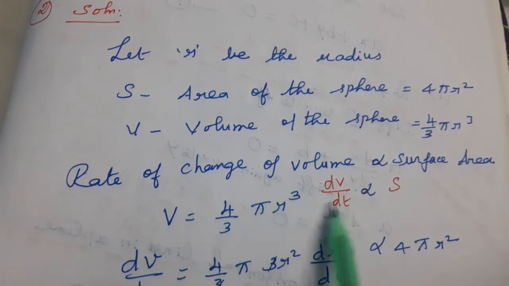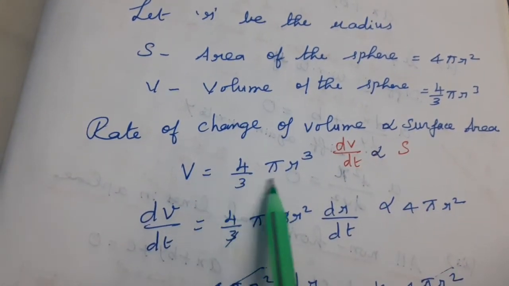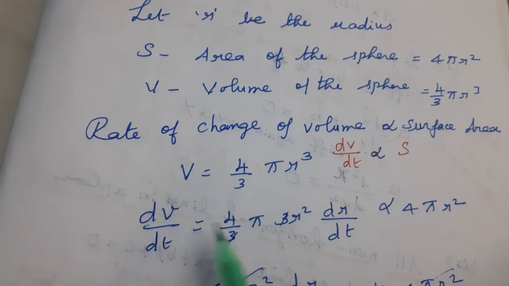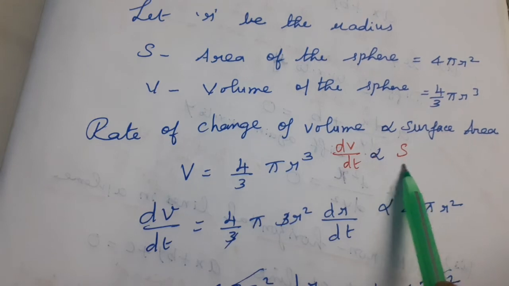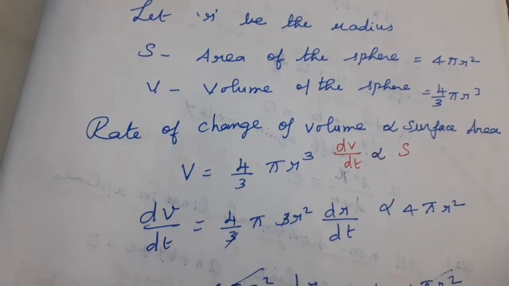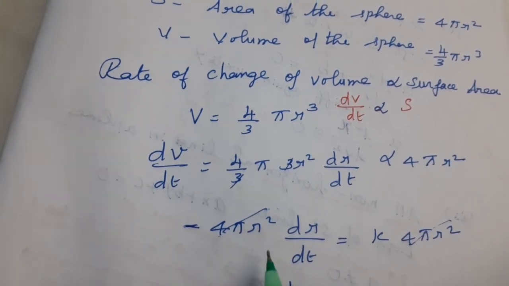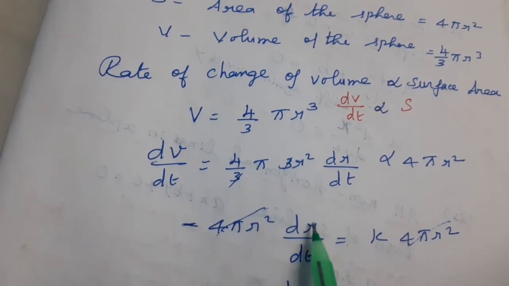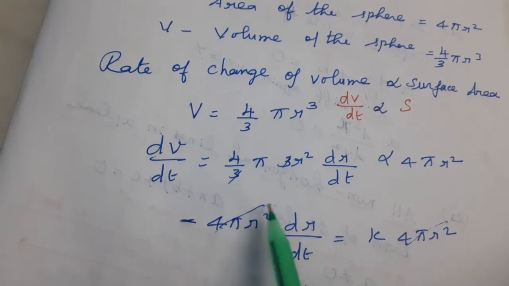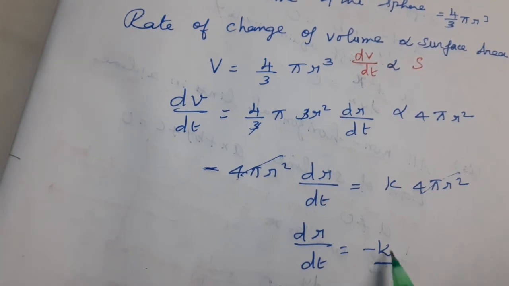Rate of change means differentiate. dV by dt is directly proportional to S, the surface area. What is our volume? Volume equals 4 by 3 pi r cube. If you differentiate, dV by dt equals 4 by 3 pi into 3 r square into dr by dt. Directly proportional to S, which is the surface area 4 pi r square. Now 4 pi r square cancels. Here the radius is decreasing, and decreasing means it is reduced, so we put a minus symbol. So minus 4 pi r square dr by dt equals K into 4 pi r square. 4 pi r square cancels. We get dr by dt equals minus K, because it decreased.